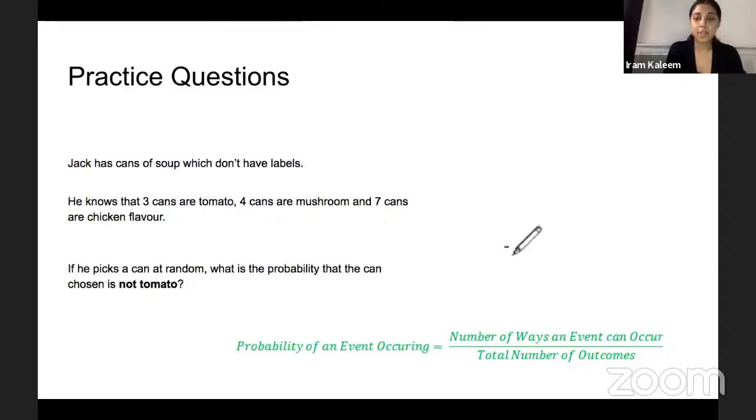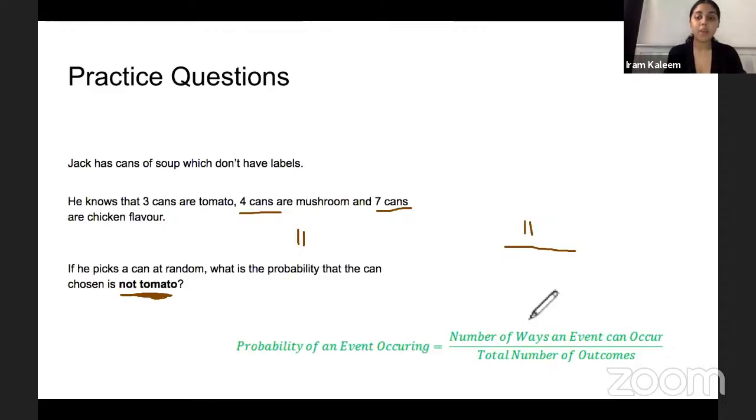Okay, so we present our fraction. We want the number of ways that the event can occur. So the probability that the can is not tomato. All we do is count the number of cans which are literally not tomato. So we've got 4 which are mushroom and 7 which are chicken flavored. So 4 plus 7 gives me 11. So I've got 11 cans which are not tomato flavored.